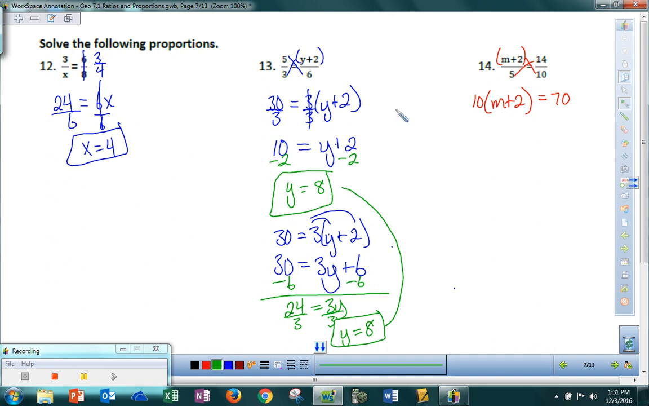Now, from this stage, if you remember from over here, I'm going to look: does this 10 go into the 70 evenly? If so, your life becomes easier, and in this case, it does. Before you distribute, ask yourself that question, and you might save a step. So this is just m plus 2. Extra zeros go away. You've just got 7 left here. And then we'll subtract that 2 from both sides to get m equals 5.